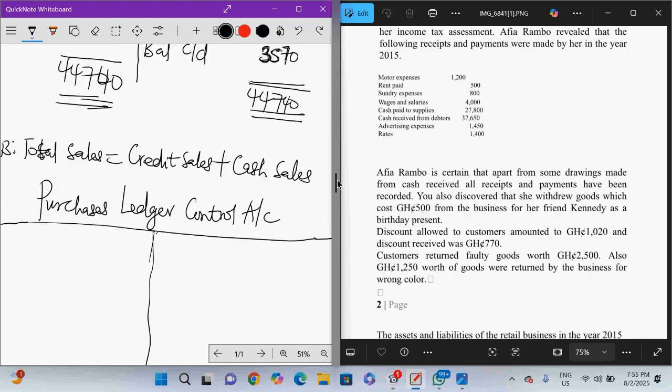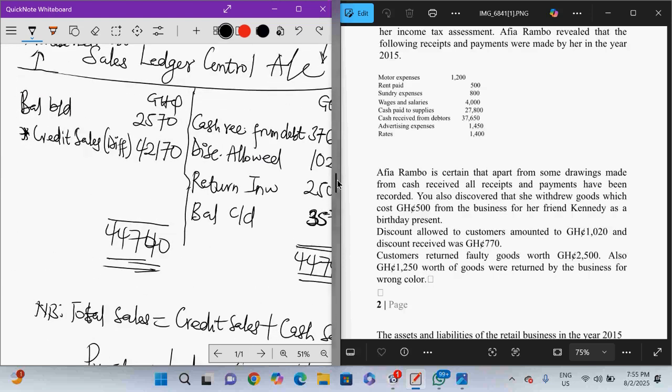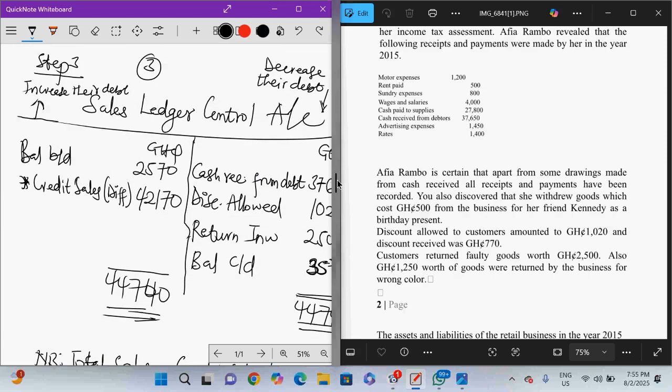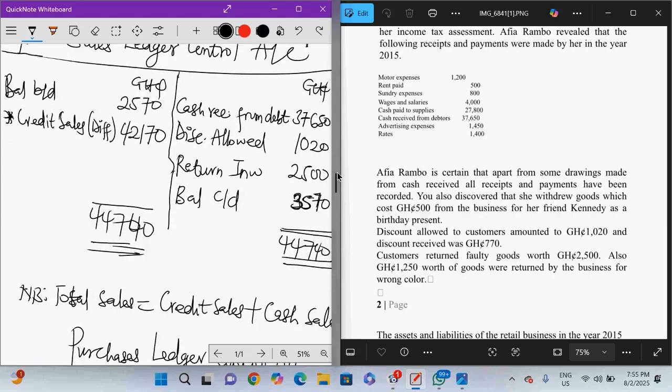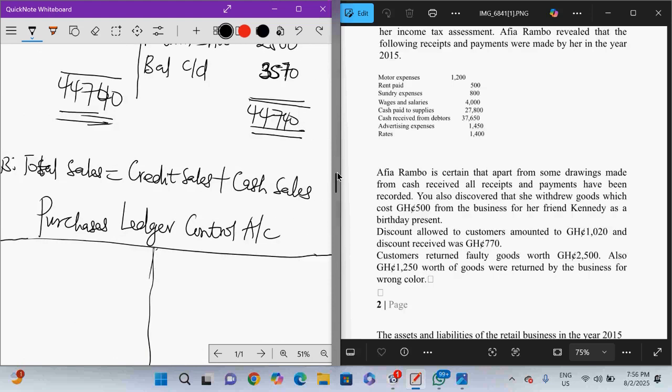So after getting the credit sales from the control account, as part of the steps, step 3, we said prepare the sales ledger control account to get the credit sales. This is the credit sales that we are getting, 42,170. If there is no cash sales in the question, then this 42,170 becomes our sales when preparing the income statement. But if there is cash sales in the question, then you have to add that cash sales to the credit sales, and you get the total sales.